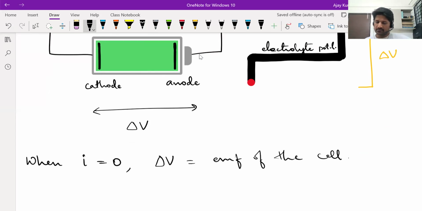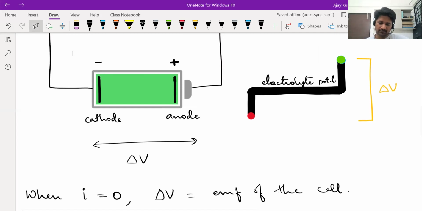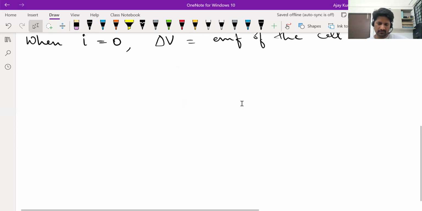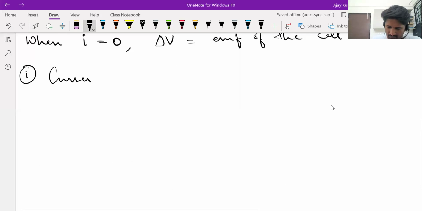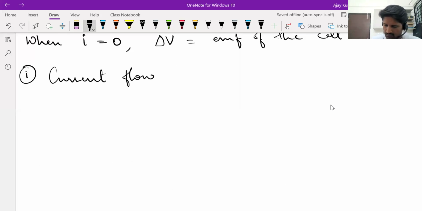Okay. So the potential difference across a cell, or the potential difference between the anode and cathode of a cell when no current flows through it, is what we call EMF of the cell. Now, what if there is current flowing through the cell? First case. Current flows out of the positive terminal.